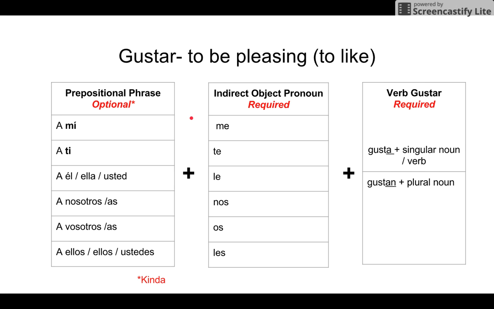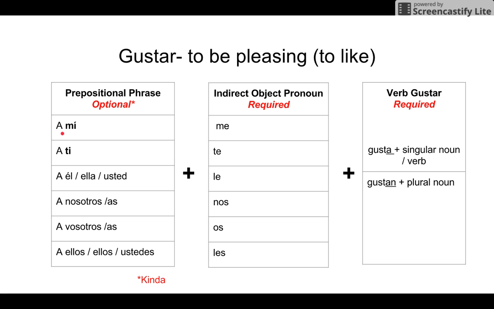Up till now, we have only been talking about saying I like or do you like, but we're actually able to say, telling anybody that we like something. So we have here what's called a prepositional phrase. This is technically optional, although in class we're going to be using it a lot. Sounds complicated, but really all it is is naming who it is that's liking something.